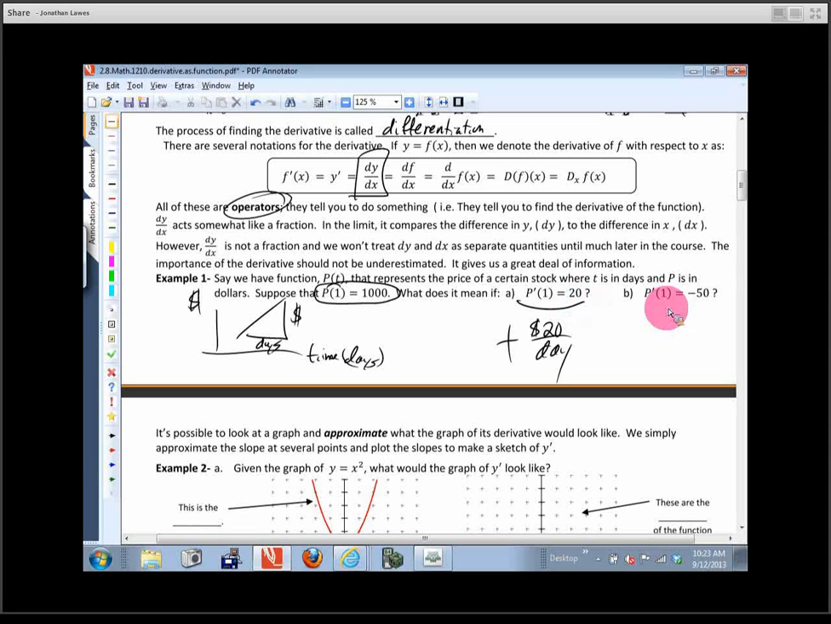Different piece of information here. What if P prime of 1 was negative 50? Again, the units here are dollars per day. This is bad news. It's going down. Okay? So do you see how calculus, how rates of change, how derivatives add another layer of information that we can get from a graph or from a function? Okay? That's where its value is. It tells us what the rate of change is.